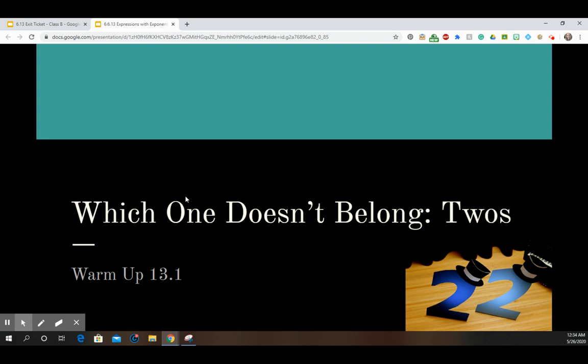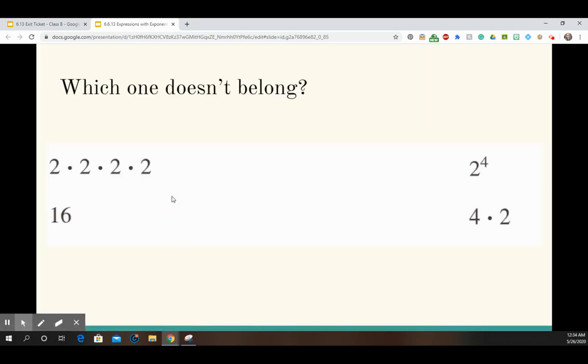Remember when we do which one doesn't belong, there's a reason that all of them don't belong. I want you to try and find as many reasons as you can why they don't belong, and then I'll explain what you might have thought. So decide which one you think doesn't belong and come up with a reason. As a challenge, you could try and come up with a reason for each one of them why they don't belong.